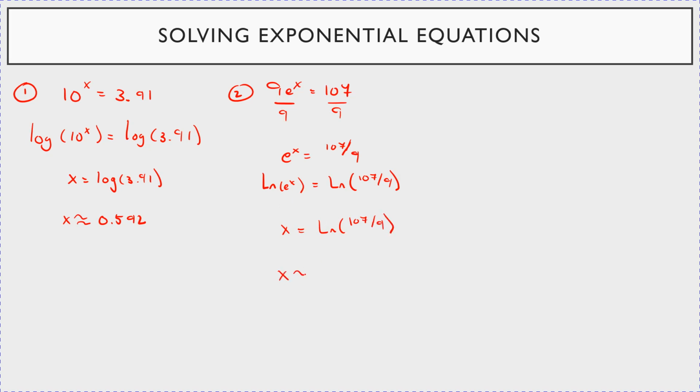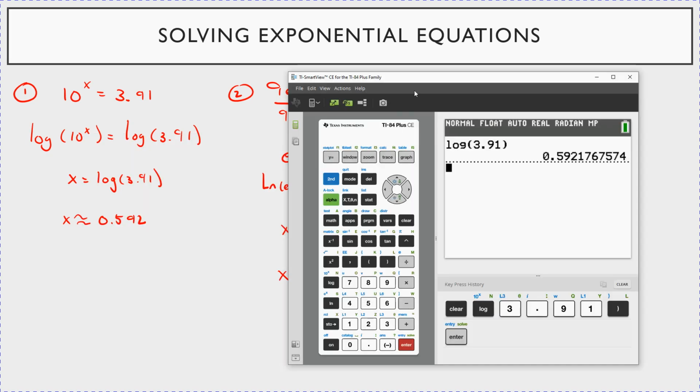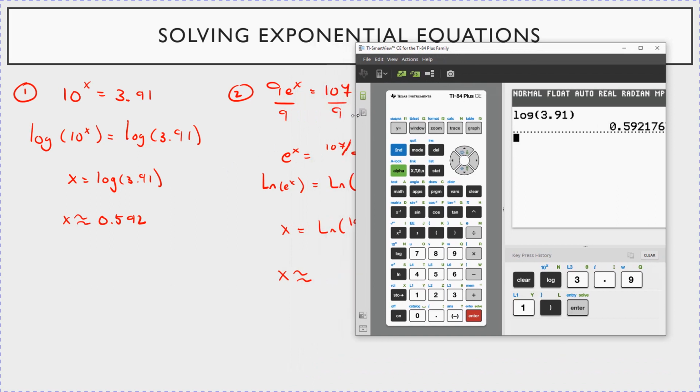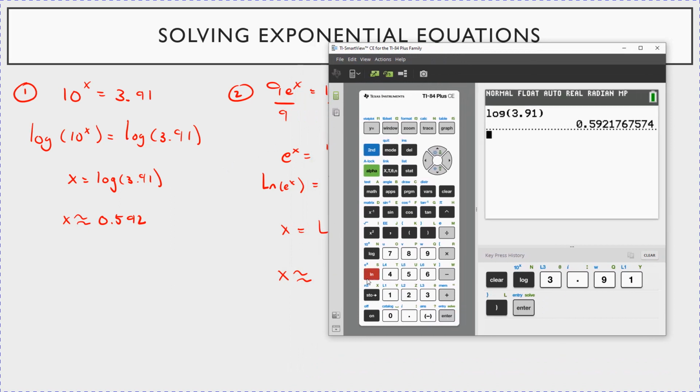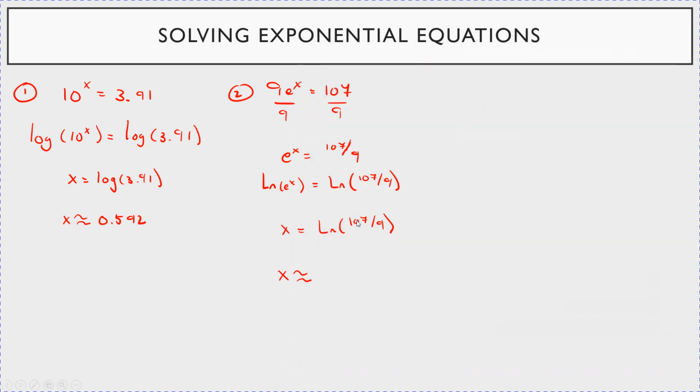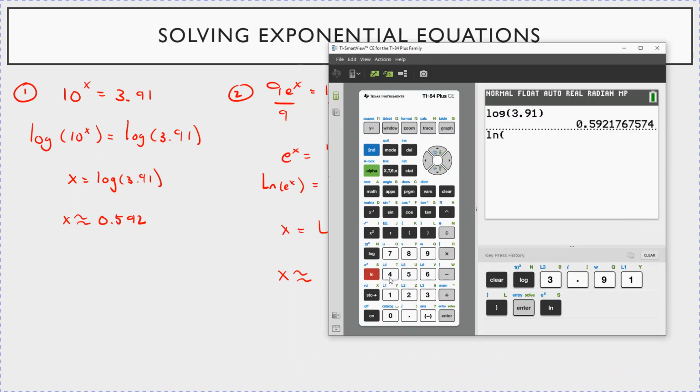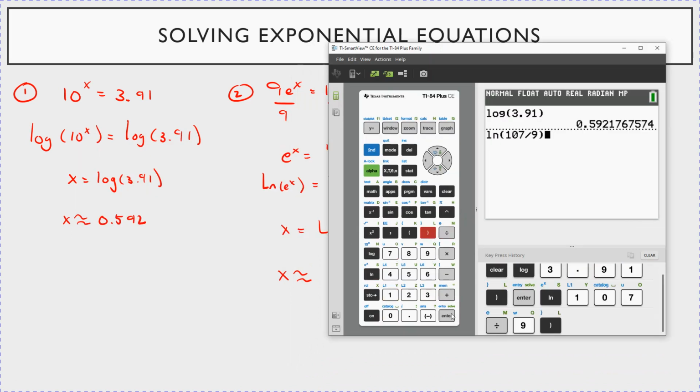And then you can use your calculator to get a rough estimate of the value. So natural log of, open parentheses, 107 divided by 9, close the parentheses. And this is roughly 2.476 when I round it. 2.476.